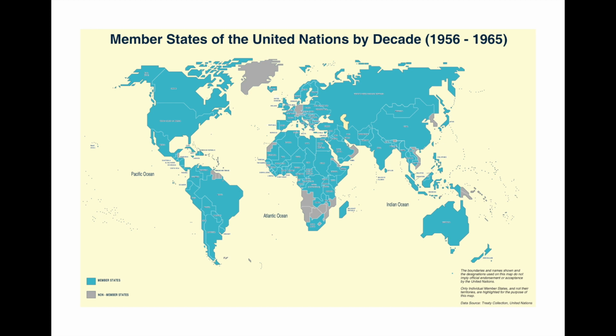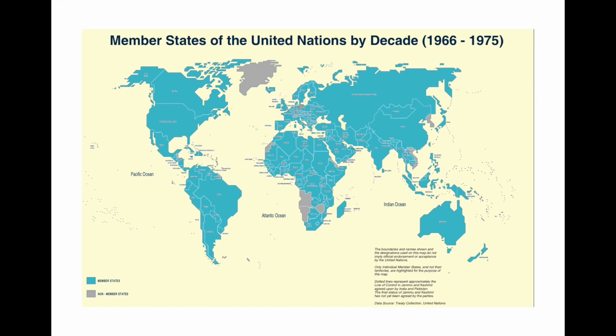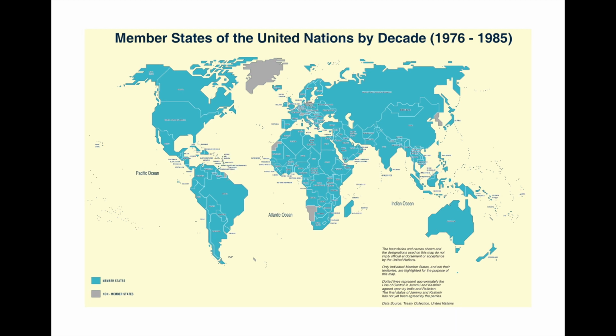Japan is a member now of the UN. We still have a number of places that aren't members, but as we go through, say, to the next decade, we can see they're diminishing decade by decade, fewer and fewer. Jump ahead again to 1976, 1985. There are just a couple of them.